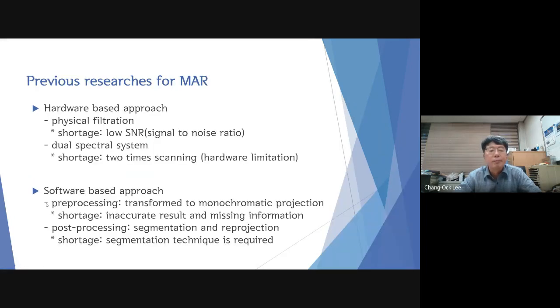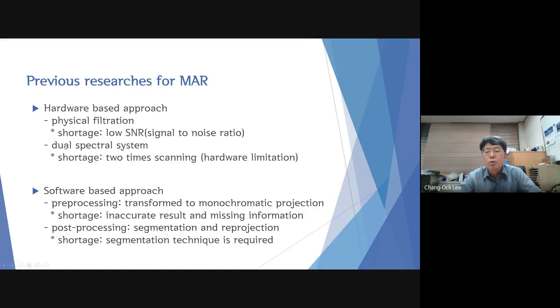So there is several research on reduction of metal artifact. One is the hardware-based approach. The first one is physical filtration, where we put some filters between the subject and the detector. But the disadvantage is that we have low SNR, so the image quality becomes poor.